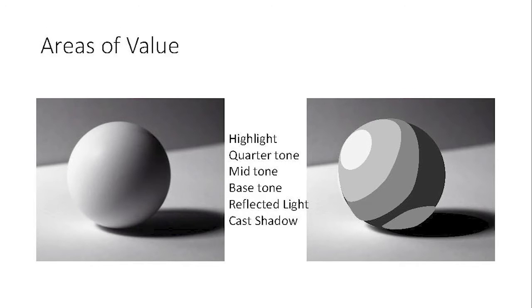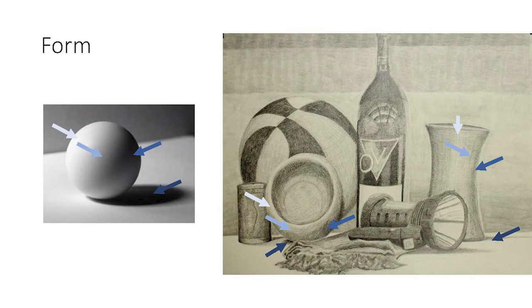Now, breaking down these areas into much simpler shapes allows us to more easily understand what these values are and where they're located. Here I have separated our areas of value into more general shapes. This is a good way to start off any work of art by identifying these areas of value in simple shapes and then later going in and blending them together in order to create a more realistic looking drawing or painting. Understanding how our light source interacts with the objects we're trying to draw allows us to create realistic artwork.